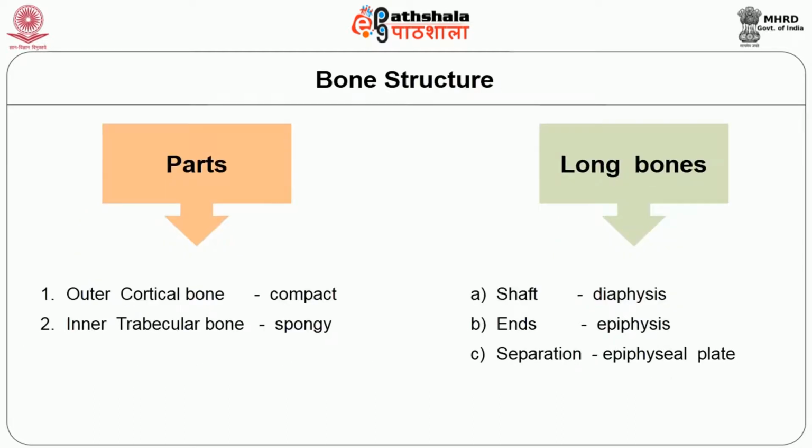If we look at the structure of a bone, it has an outer cortex and an inner trabecular part. The outer cortex is a compact structure, and the inner trabecular bone is spongy. If you take a long bone, it has a shaft called the diaphysis, and both its ends are called the epiphysis. The diaphysis is separated from the epiphysis by a plate called the epiphyseal plate.